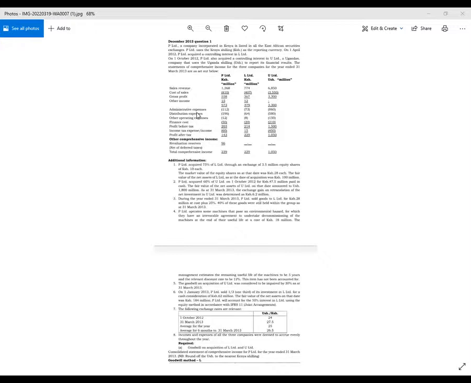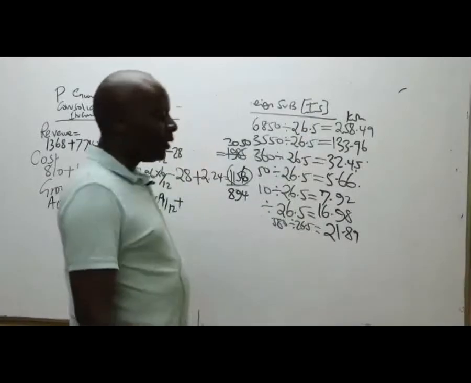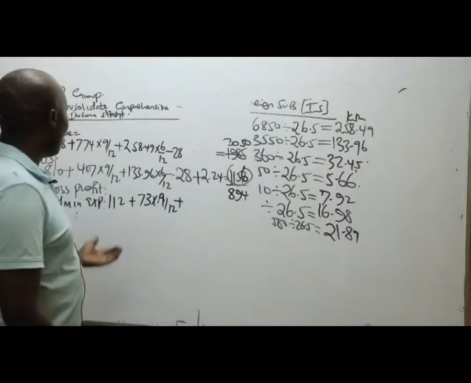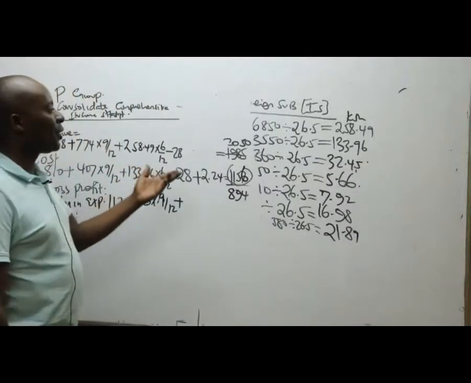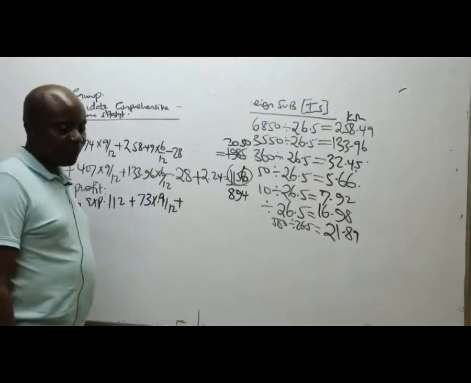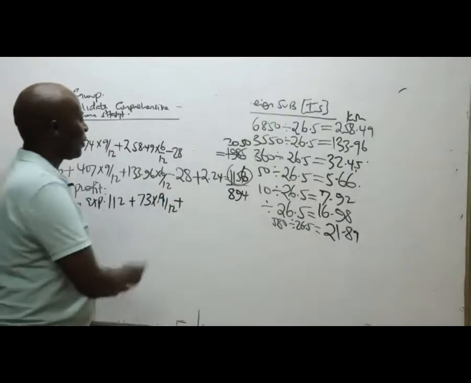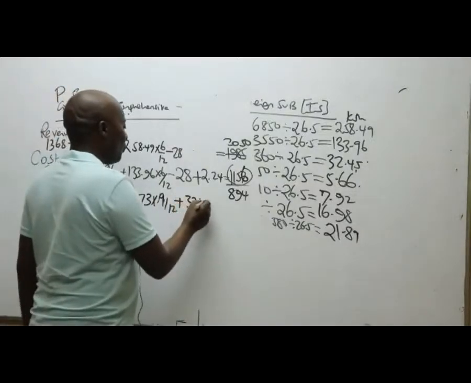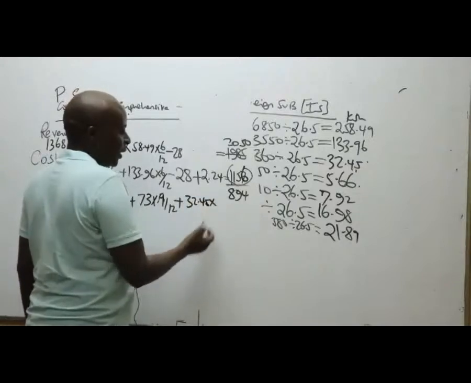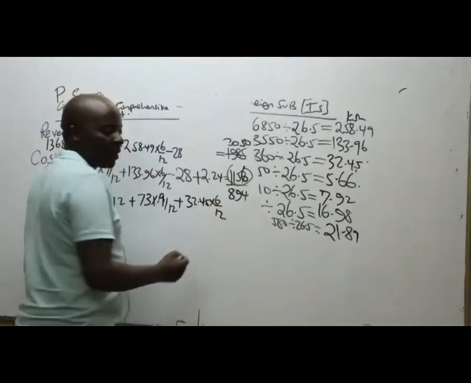Who can remind me what is the administrative expense of the Ugandan subsidiary? 32.45. Thank you very much. So this 32.45 has to be prorated with 6 over 12.